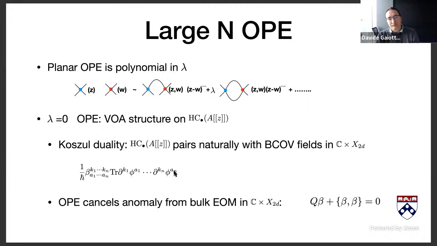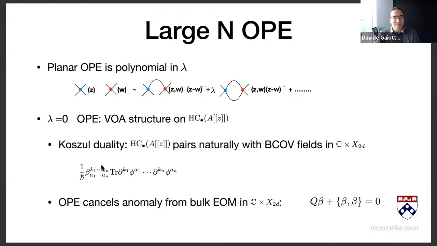And this pairing has to be gauge invariant. This is not obvious, in the sense that if you act on this coupling with the BRST transformation, you get a classical anomaly because of the equations of motion for the bulk string theory. The equation of motion tells you that Q beta is not zero, but Q beta is bilinear in betas. So if I act on this interaction with Q, I get beta beta times the single trace term. There is another contribution to the anomaly that comes from two interaction terms, and is controlled by the OPE.